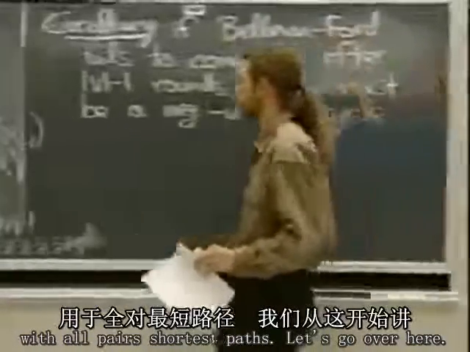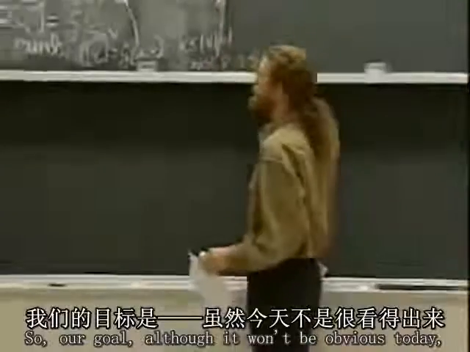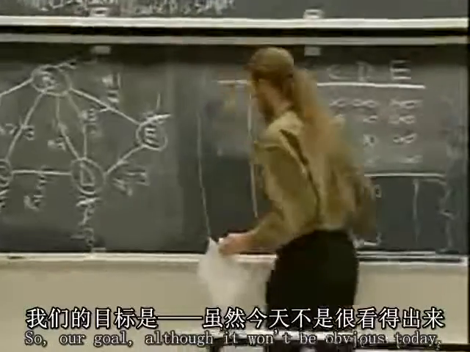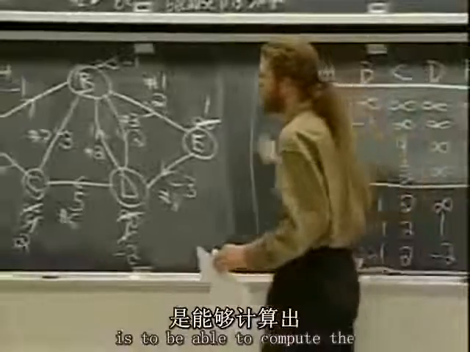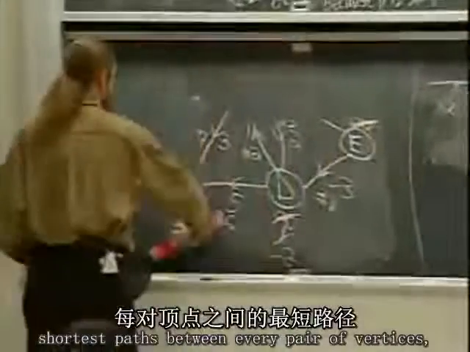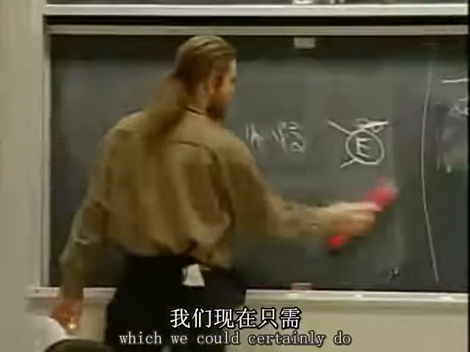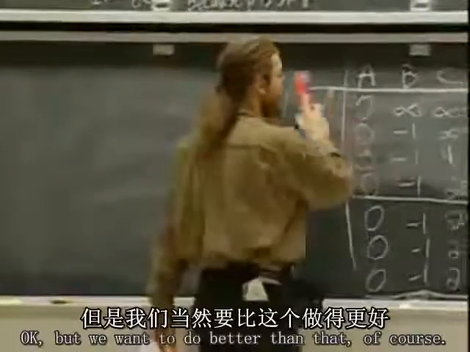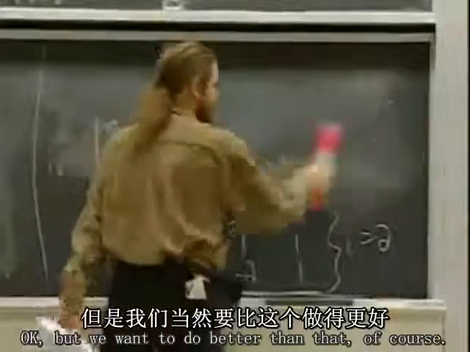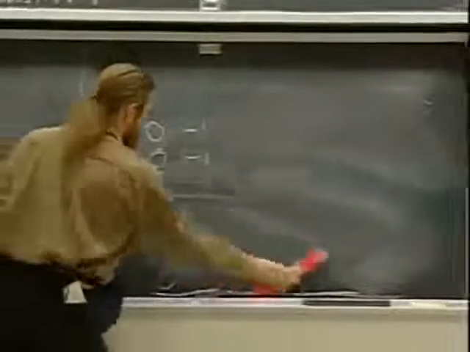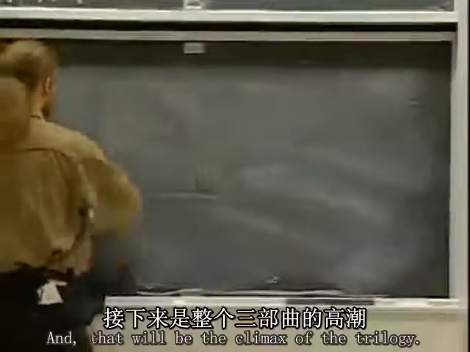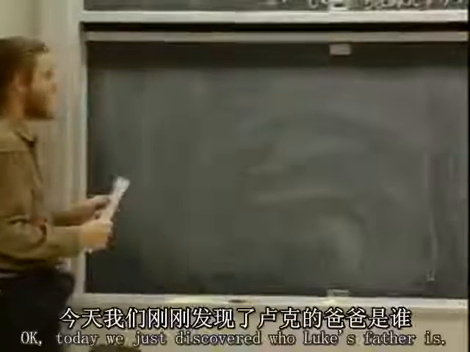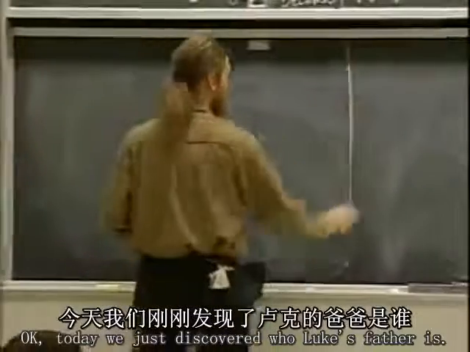Okay, but let's go over here. So our goal, although it won't be obvious today, is to be able to compute the shortest paths between every pair of vertices, which we could certainly do at this point just by running Bellman-Ford v times. Okay, but we want to do better than that, of course. And that will be the climax of the trilogy. Okay, today we just discover who Luke's father is.